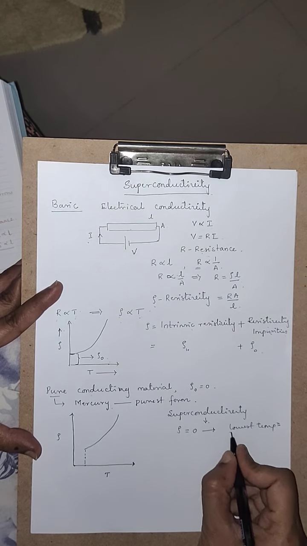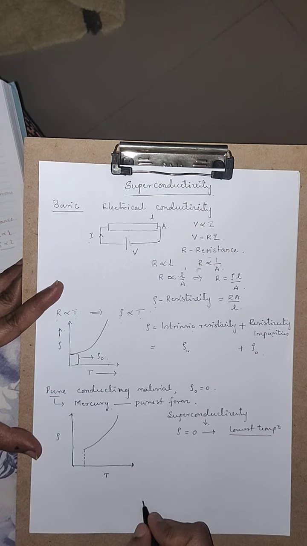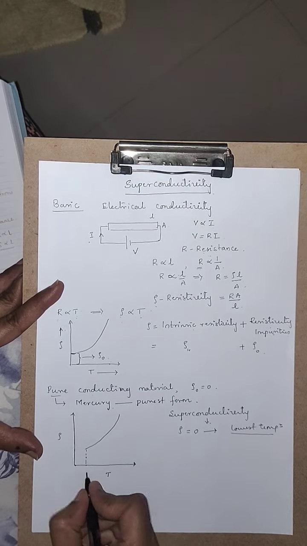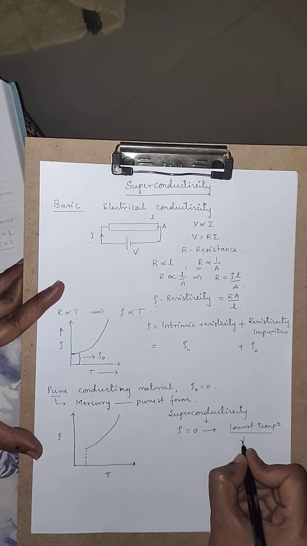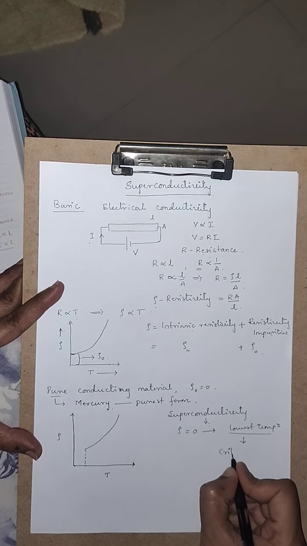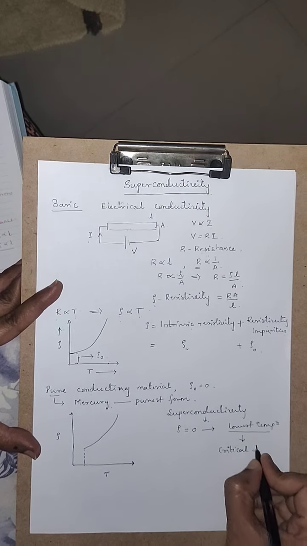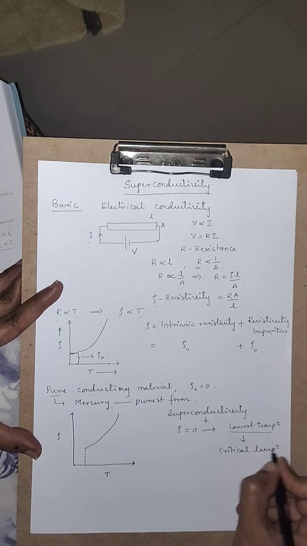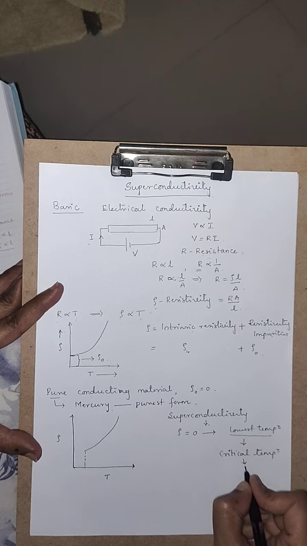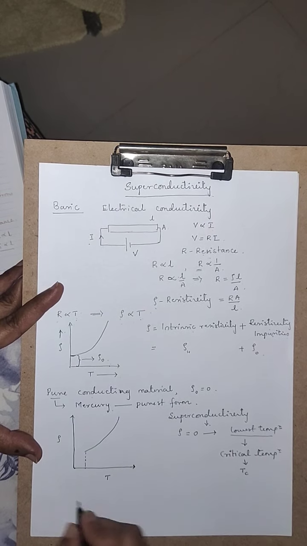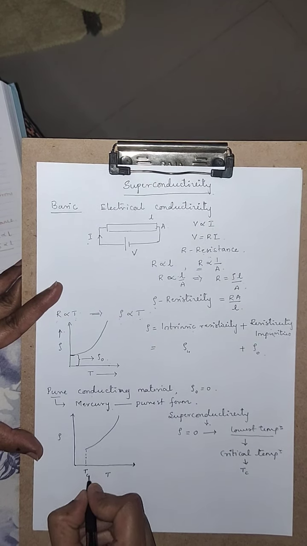So this lowest temperature is very important in the case of superconductivity. It is known as the critical temperature. It is always denoted as Tc. So this is the Tc.